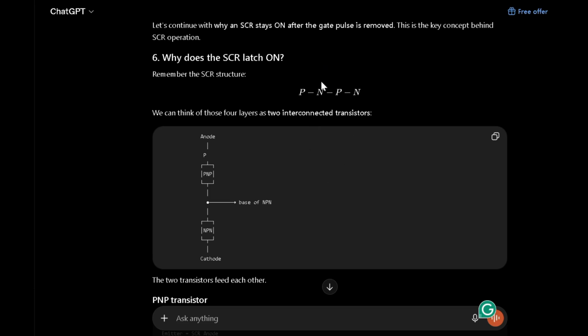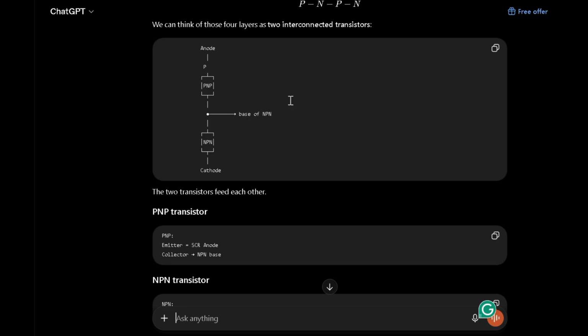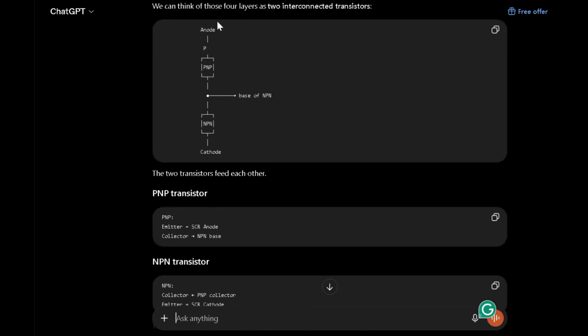Okay, let's see, read it. Two interconnected transistors, PNP and NPN, and the base of the NPN is connected here. The two transistors feed each other. Then the SCR anode and the collector connect to the NPN base.